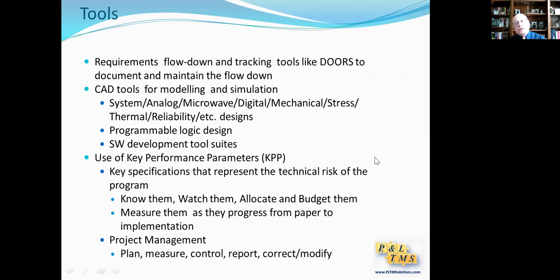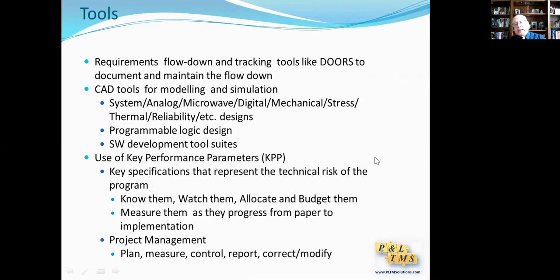So, CAD tools for everything: systems, analog, microwave, digital design, mechanical, stress, thermal, reliability, etc. Even the programmable logic design tools can give you functional level performance and timing. Same thing as software tools. As you are cranking through your design and putting it through your CAD systems, you're feeding it back to the system architect, who's looking to see how these specific performances aggregate up to the critical performance of the system.